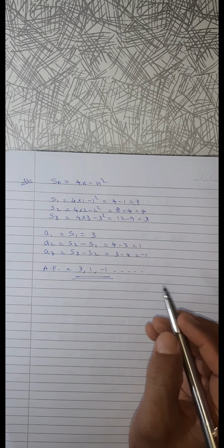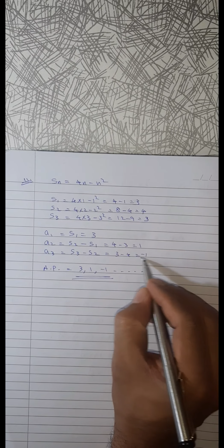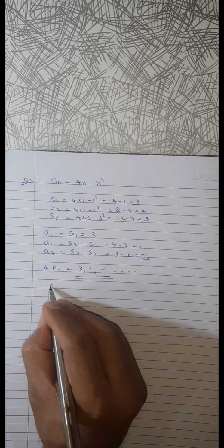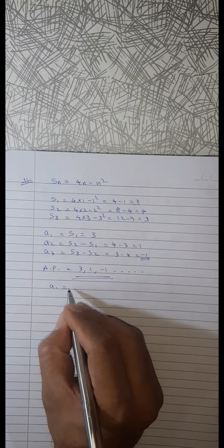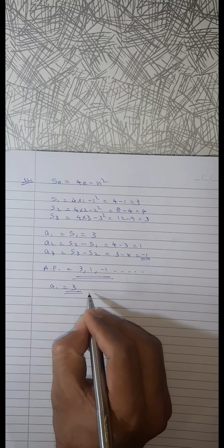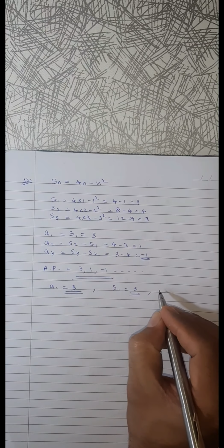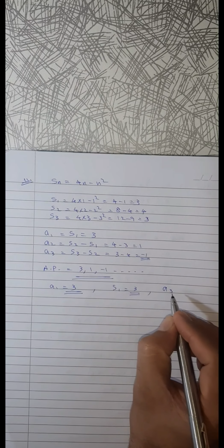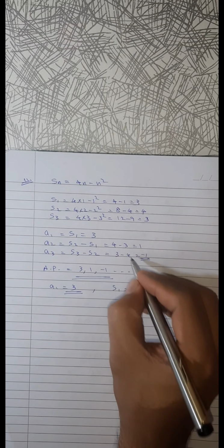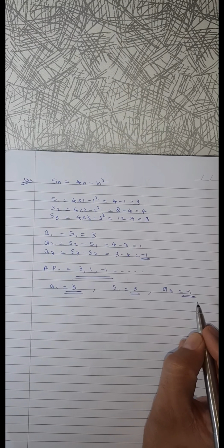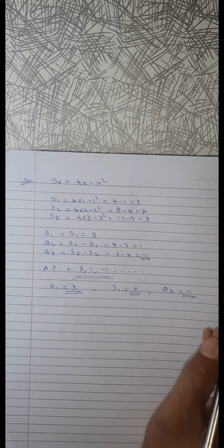Okay, so the first term is already there, and the sum of 1 term also is there. Now they are asking for the third term, A3, and A1 also. So A1 is 3, we are writing the answer once again. S1 they asked, S1 we already got as 3. Then they asked for A3, the third term, so A3 we will write once again, that is minus 1. So answers are written again.